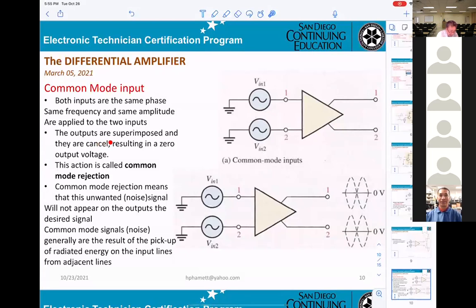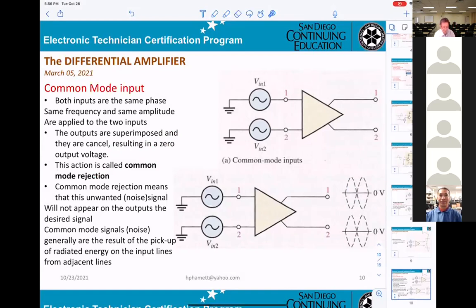The outputs are superimposed and they are cancelled, resulting in zero output voltage. So if you apply both inputs identical, one will be positive, another one will be negative, and they will be cancelled out. The output will be zero. That's what they said in here. Okay? This action is called common mode rejection.